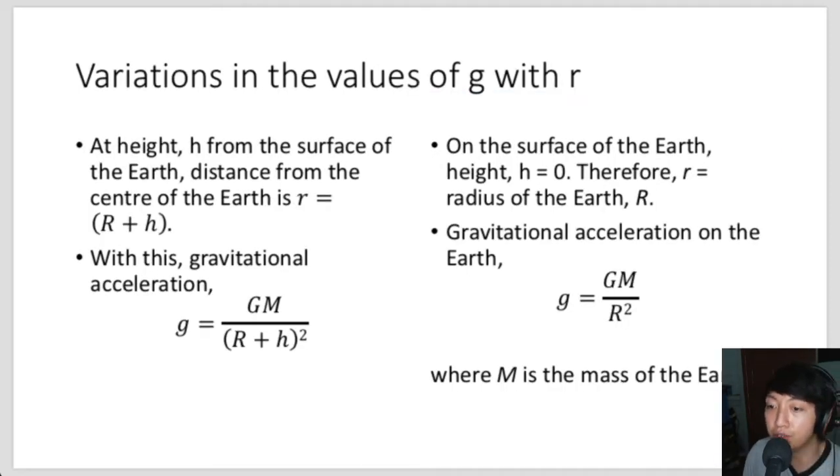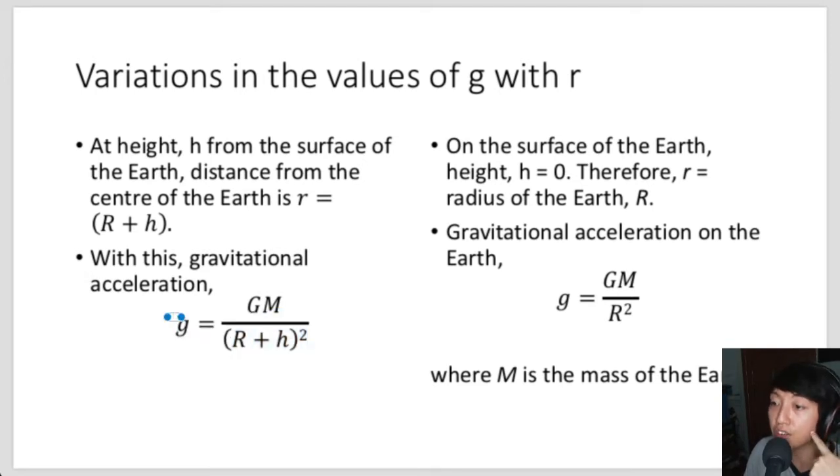Okay? So if we were to put this in the formula that we learned earlier, which is small g equals large G M over r square, this is the formula that we would use. Right? Okay, remember that this is basically the formula that we use.